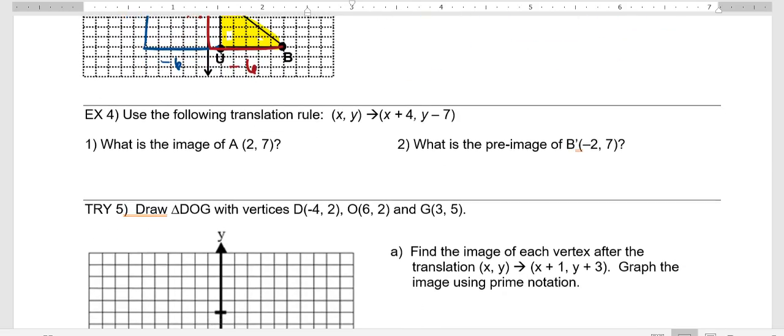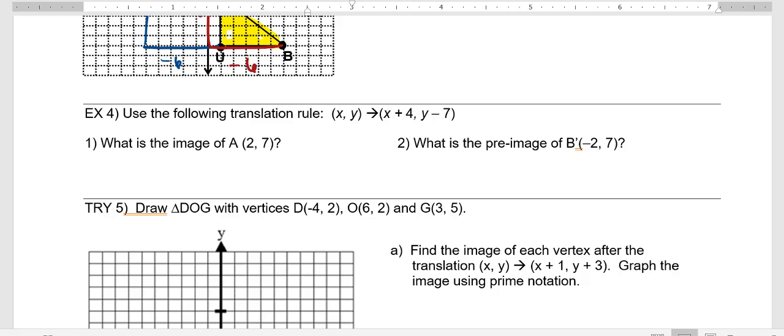Back to one without a visual. We're following this translation rule, given that ordered pair, and we're going to be making some shifts to it. So given my image of 2, 7, I want to make some changes, meaning add 4 to the x and subtract 7 to the y. So my image, my new and improved, will be 2 plus 4, which is 6, and then y, meaning 7 minus 7, which is 0.